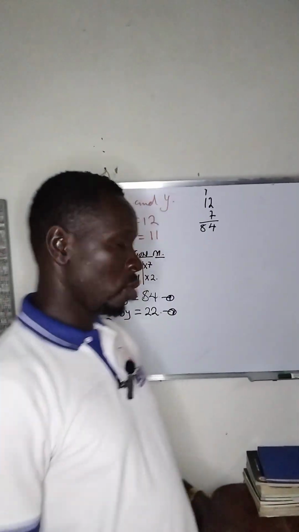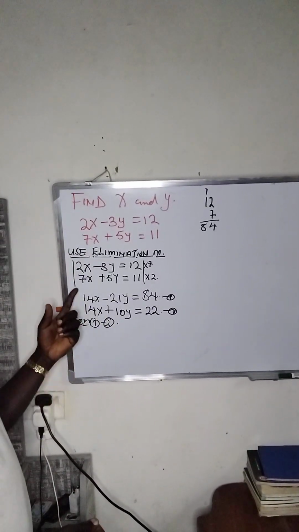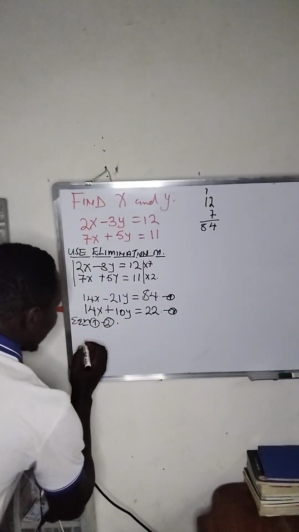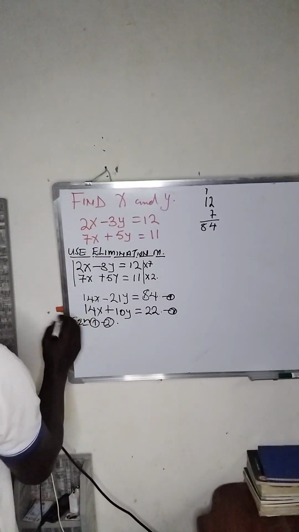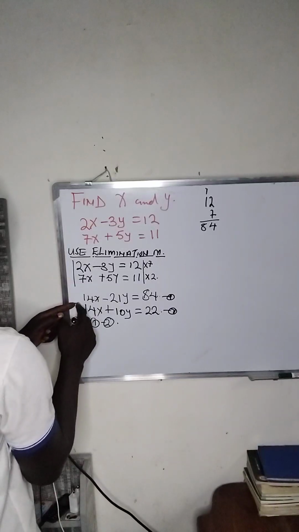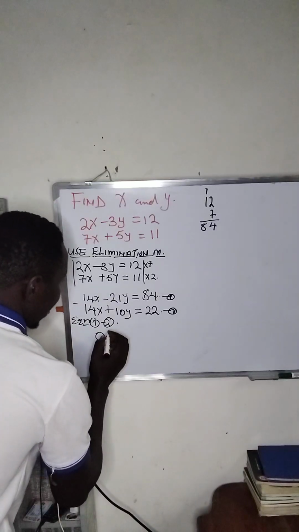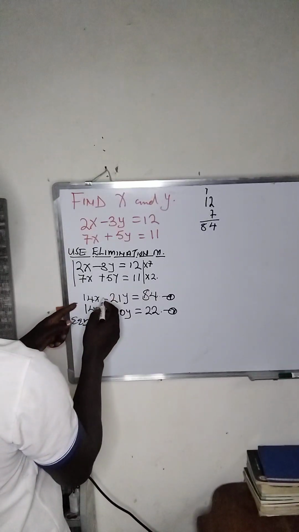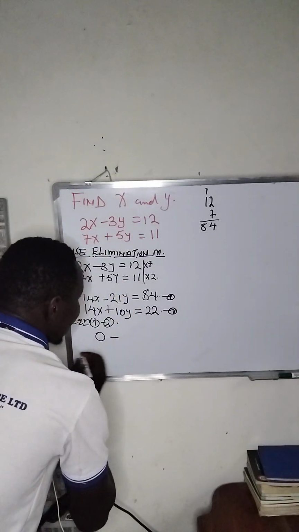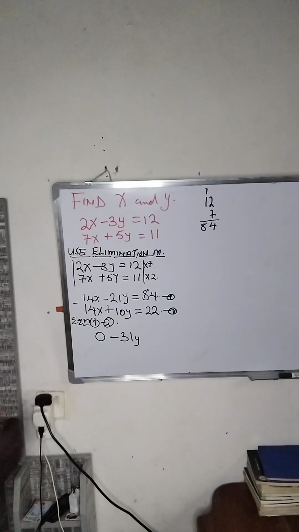Again, we proceed with our values. Remember, we are subtracting equation 2 from equation 1. Now, for this case we have 14 minus 14. It is like we have a minus sign here. This will be 14 minus 14, which is 0. Now, this is a negative, minus 21 minus 10, and it becomes minus 31y. Are you seeing that?